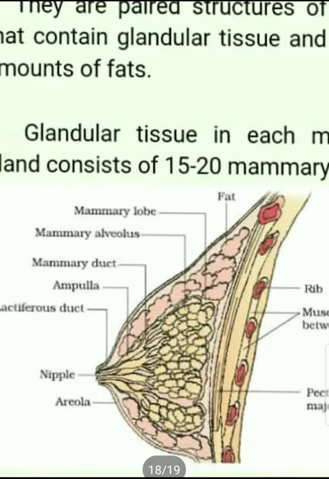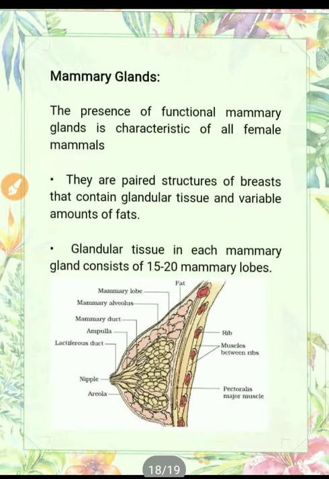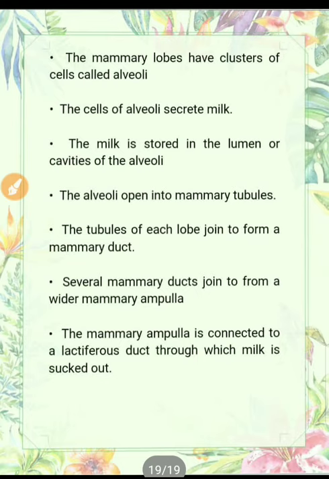Many mammary lobes are present first, and the mammary lobes open into mammary alveoli. Many mammary alveoli join to form the mammary duct, and many mammary ducts open into a structure called the ampulla, and finally the ampulla opens into the nipple. So this is the structure of the mammary glands in the female. In the next part, we will discuss the gametogenesis process, in both males and females, that is spermatogenesis and oogenesis. Thank you.